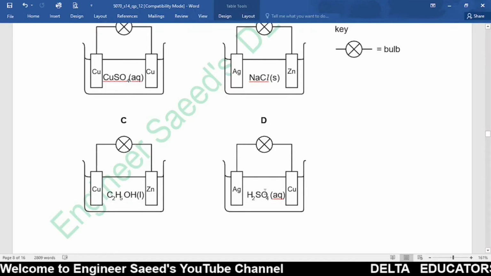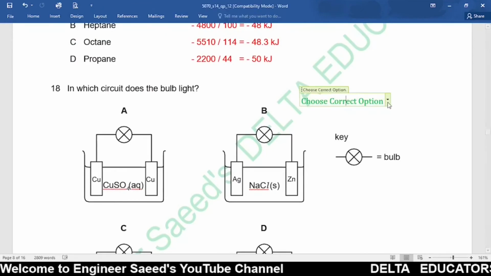In D, we have sulfuric acid. From sulfuric acid, we have hydrogen ion and sulfate ion. And aqueous means water. So from water also we have hydrogen and hydroxide ion. Now these hydrogen ion and hydroxide ion can migrate towards the positively charged electrode. And because of the migration of the ion, there will be conduction of electricity. And when there is conduction of electricity, this bulb will light. So the bulb will light in option D. So correct option is option D.